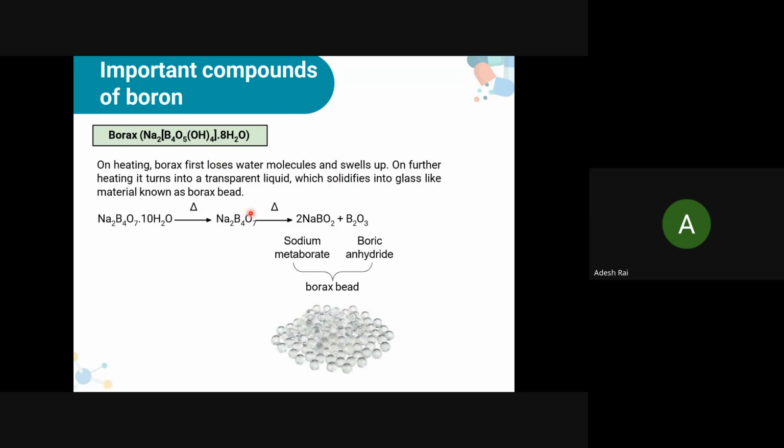Now, this is also very important. If you heat borax, first the water of crystallization will be gone. Can you see that? So on heating, only Na2B4O7 is there. When you heat this further, you end up with these two compounds. This is called sodium metaborate, and this is boric anhydride, or boron oxide as well. So boron oxide or boric anhydride, whatever you want to call it, along with sodium metaborate. Combined, they are called borax bead.